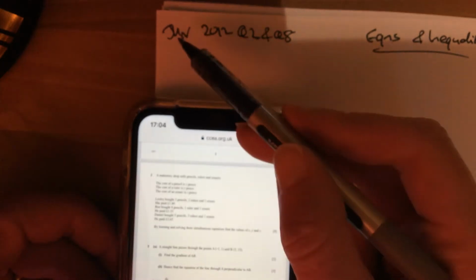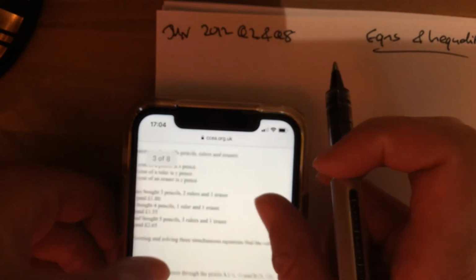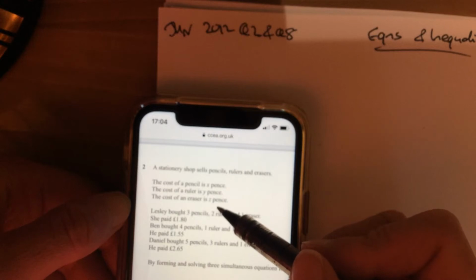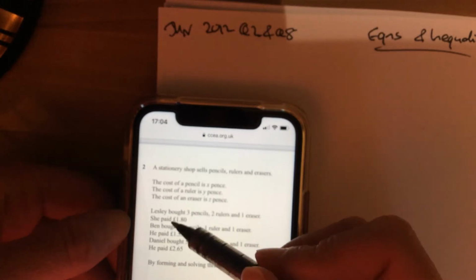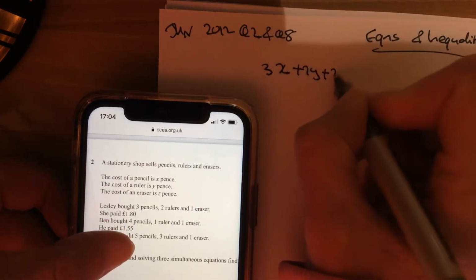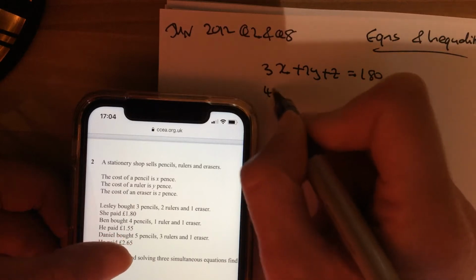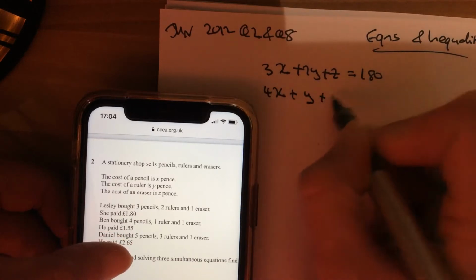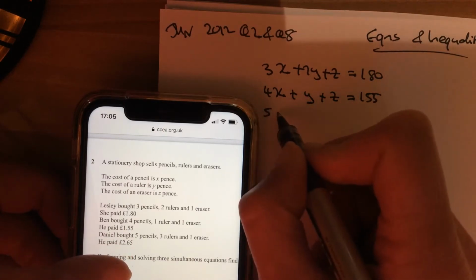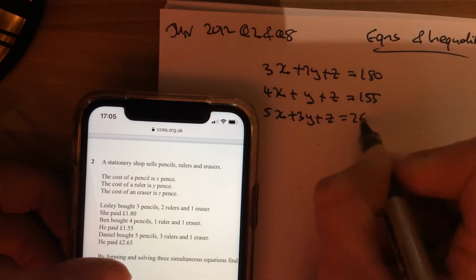Okay, next question we're going to look at is from June 2012, questions 2 and 8. Now, question 2 is saying the price of a pencil is x, a ruler is y, and a rubber is z. Leslie bought 3 pencils, 2 rulers, and 1 eraser, and it was 180. Just put it all into pence there. Ben was 4 pencils, 1 ruler, 1 eraser, and he was 155. And Daniel was 5 pencils, 3 rulers, and 1 eraser, and he was 265.